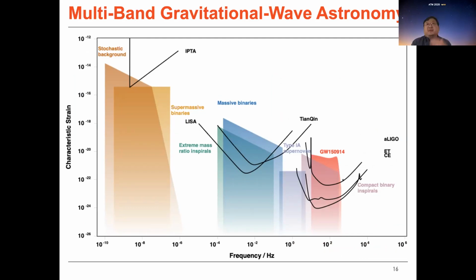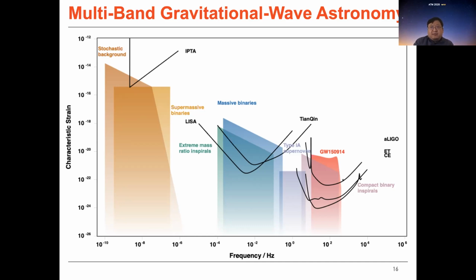These approaches measure arrival times of pulses from pulsars. And these may be affected by gravitational waves that pass by, and therefore by monitoring very stable pulsars, this is a way to observe very low frequency gravitational waves.